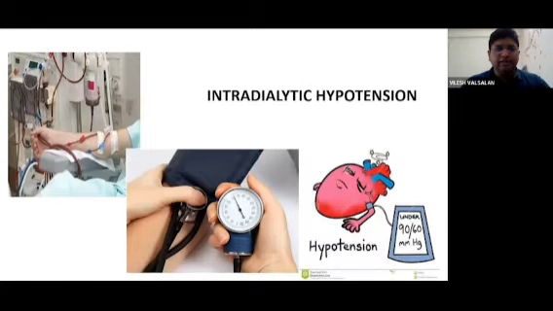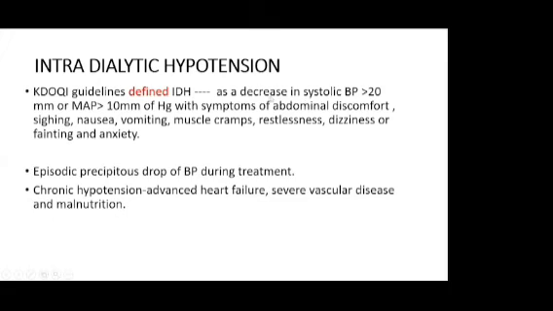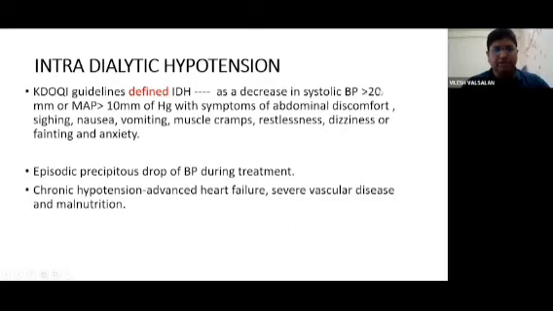So starting the first part, intradialytic hypotension. Intradialytic hypotension is defined by KDOQI, that is Kidney Disease Outcome Quality Initiative. They have defined it as a decrease in systolic blood pressure of more than 20 millimeters of mercury, or a mean arterial pressure, that we discussed before, of more than 10 millimeters of mercury.